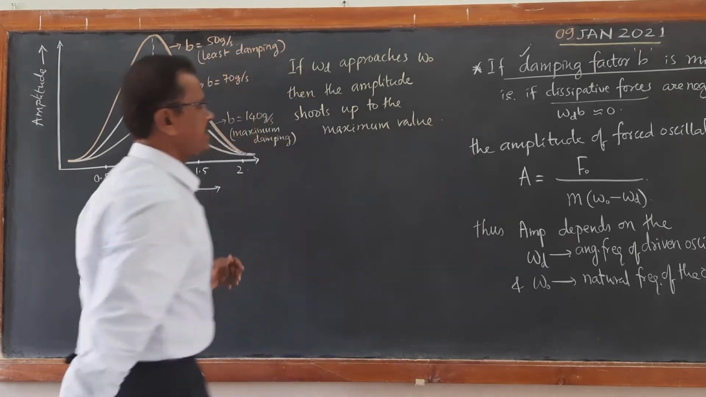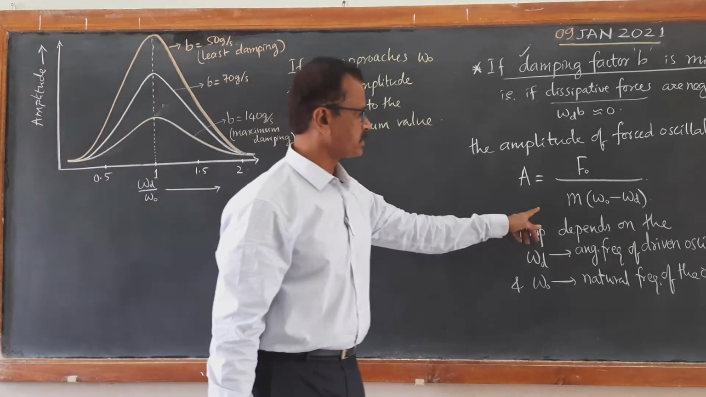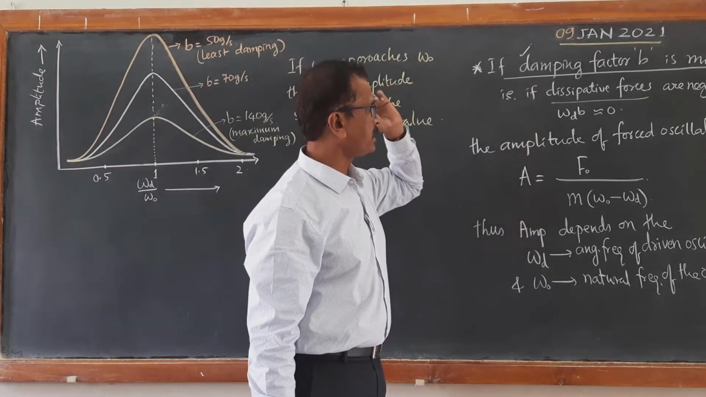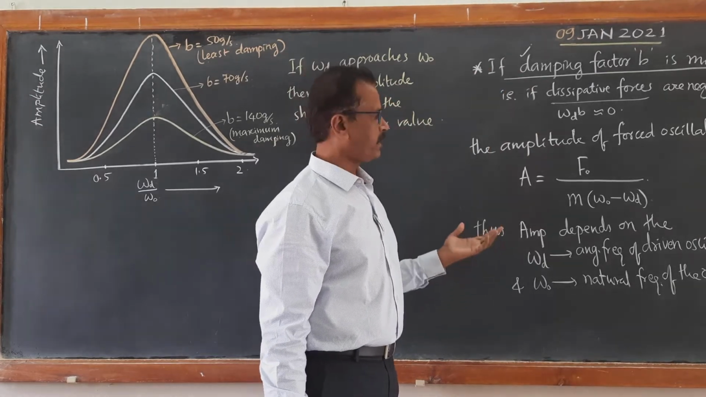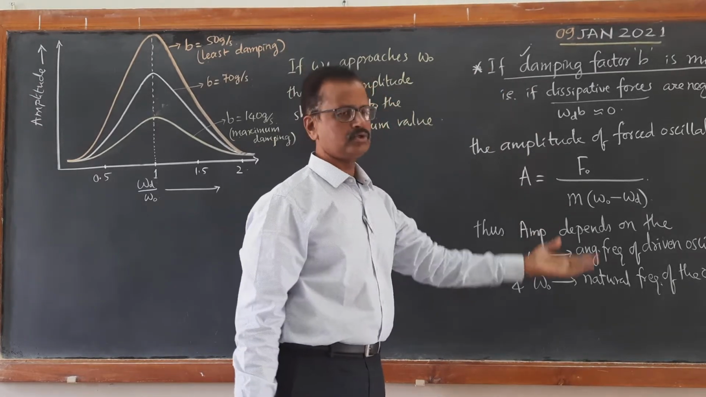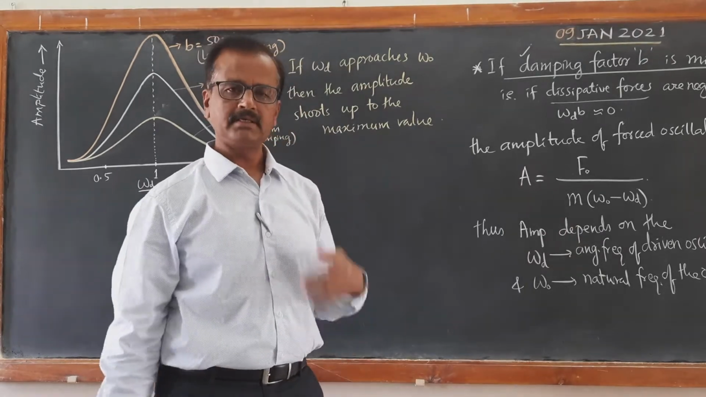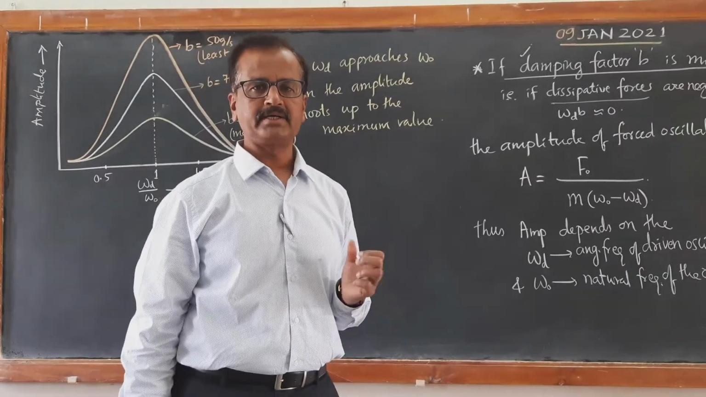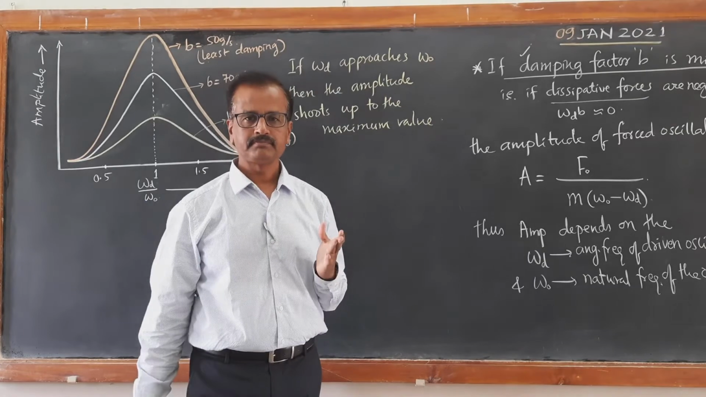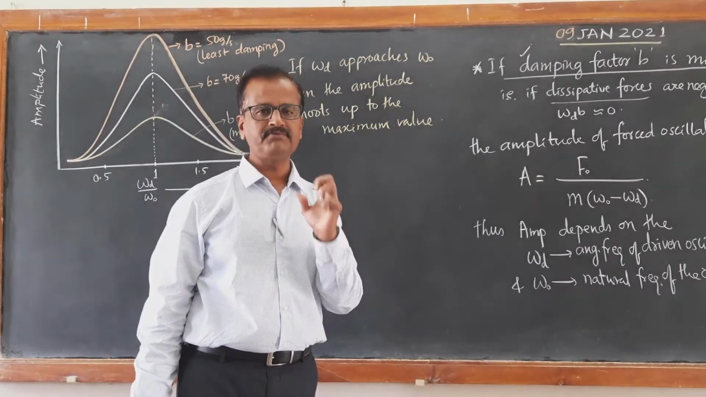Amplitude shoots up to the maximum value. But according to this equation, when we take the damping factor to be 0, then what happens? The amplitude has to become infinity. But it will never happen in practice. It will never happen in nature, because there will always be some amount of damping.